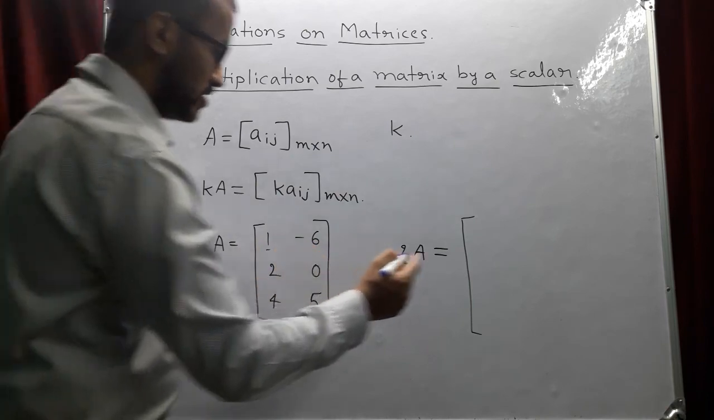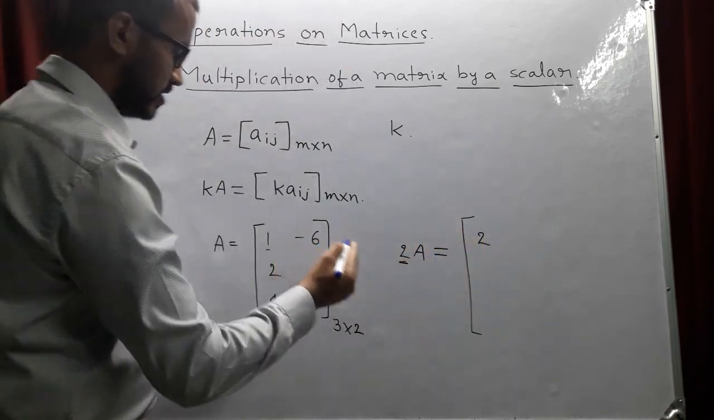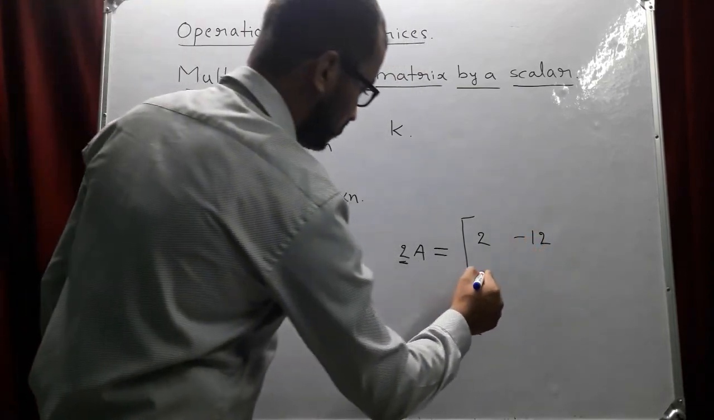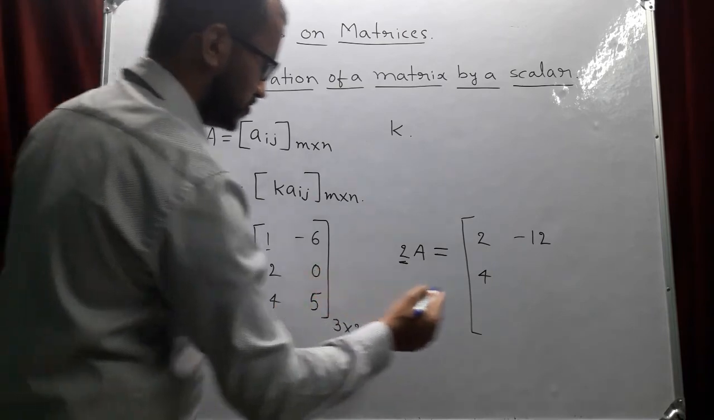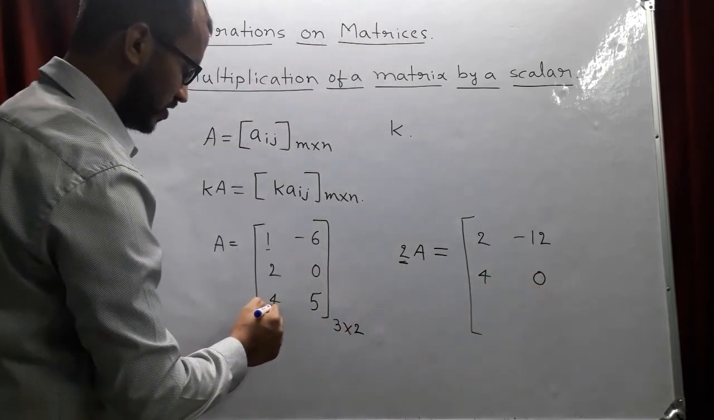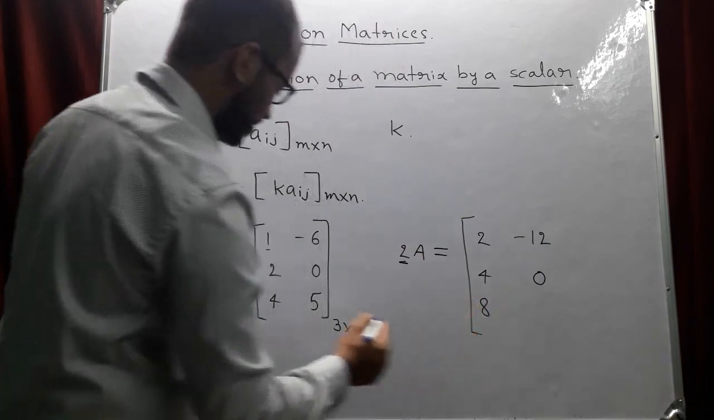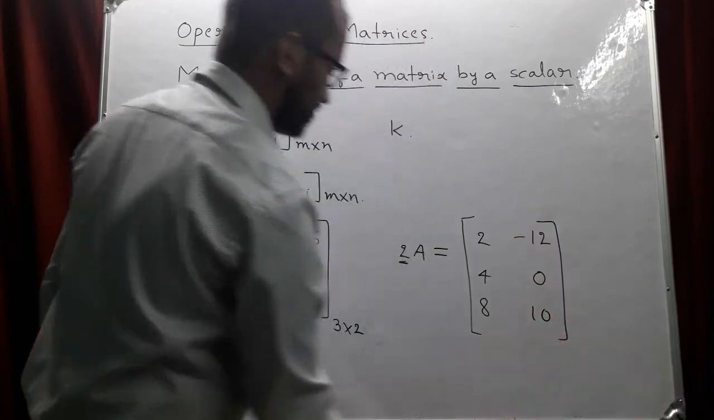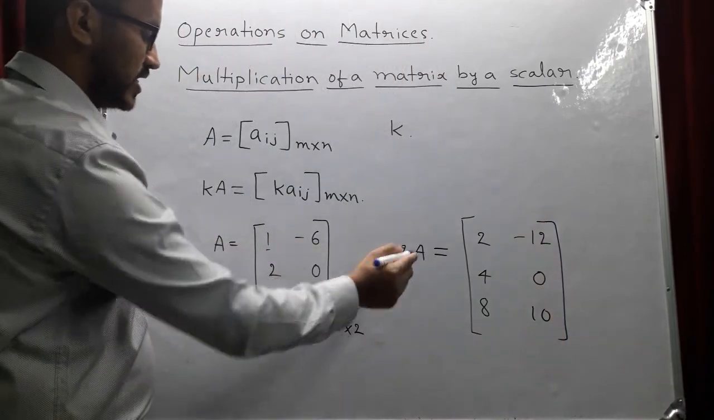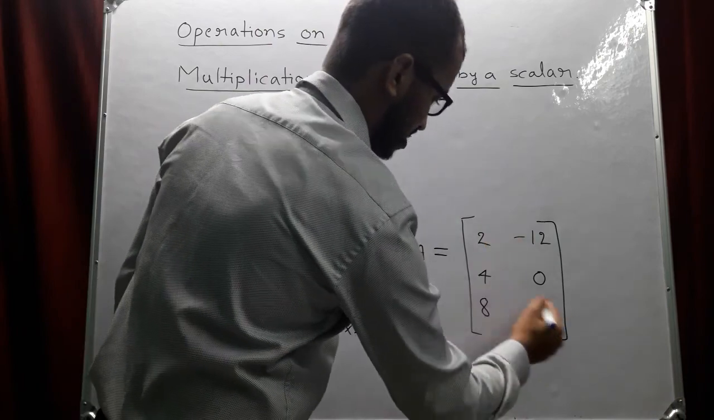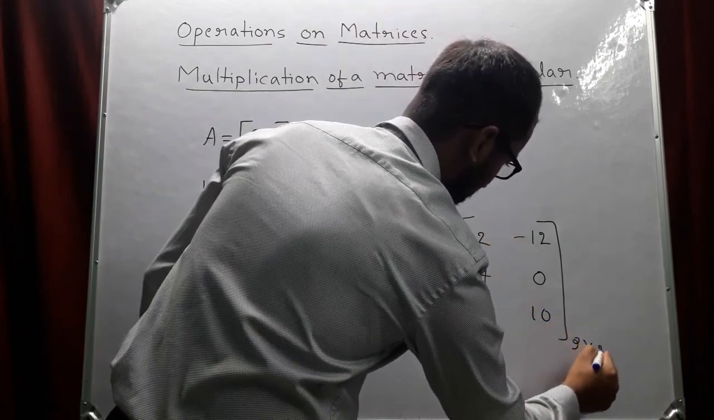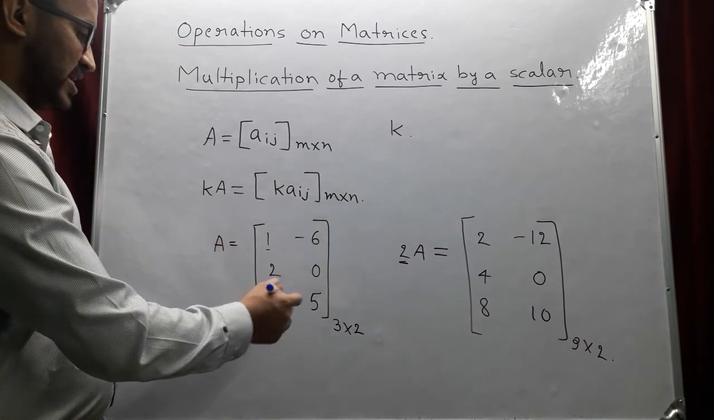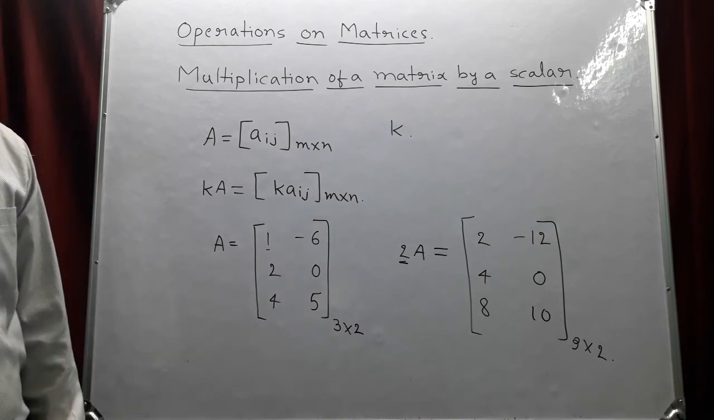So what will we get? 2 into 1, 2. Here 2 into minus 6, minus 12. 2 into 2, 4. 2 into 0, that is 0. 2 into 4, 8. 2 into 5, 10. So this is the multiplication of the matrix A by the quantity 2. Again, the order of this matrix is 3 by 2. So the order will remain the same if you multiply any matrix by a scalar quantity.